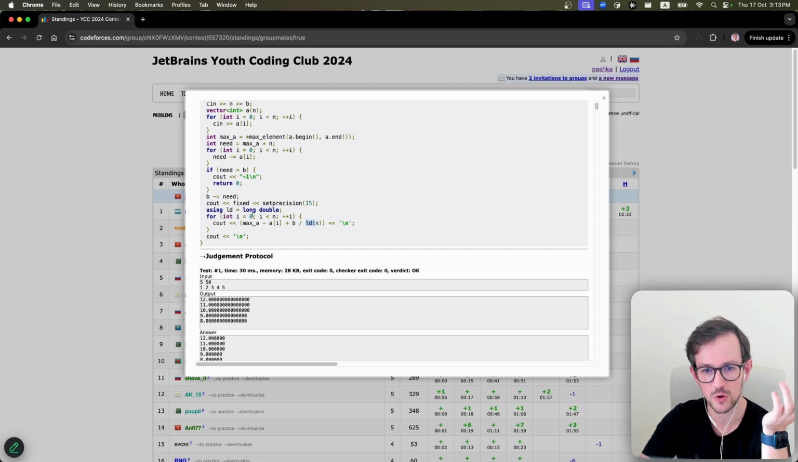Oh, I use long doubles. Okay, why not? Long double just to have more digits than double. In this problem, double is enough, more than enough. But you can use long doubles if you want.